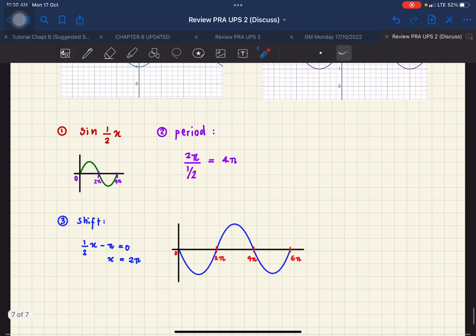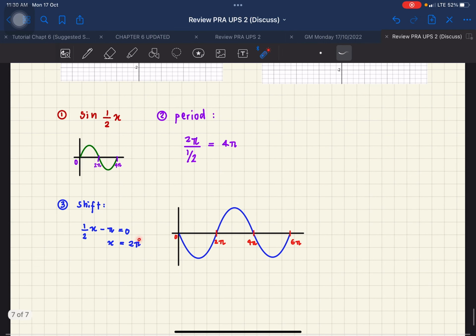And then I shift the graph. So, saya shiftkan graph ni by 2 pi. So, dia akan bergerak 2 pi ke kanan. Okay, so kita padam dulu yang ini. So, one cycle saya start from here. This is my first cycle. So, daripada kosong dia bergerak kepada 2 pi. Daripada 2 pi tambah 2 pi dapat 4 pi. And then daripada 4 pi tambah 2 pi dapat 6 pi.